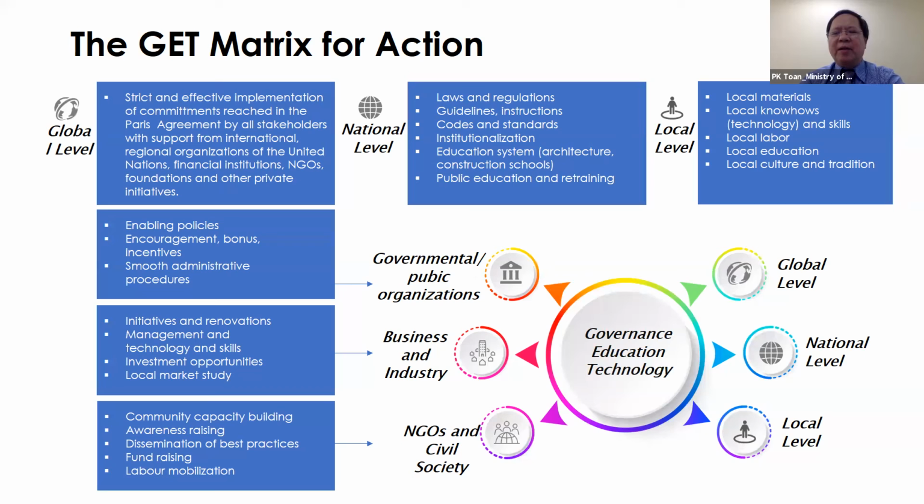So you can see the GATT matrix diagram here with its 3 dimensions: governance, education, and technology, rooted in all levels, global level, national level, and local level, and in all types of actors: government, public, business, industry, and NGO, civil society. The most important role is of the government. It plays an enabling role in setting up the legal framework, starting from environmental commitments to the law and regulations down to standards and guidelines in processes related to construction, including governance, education, and technologies.